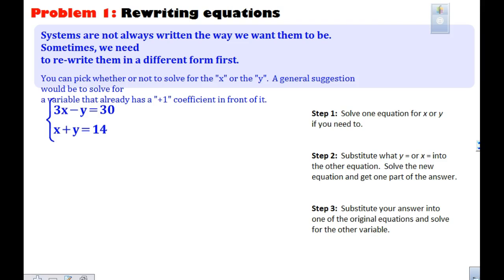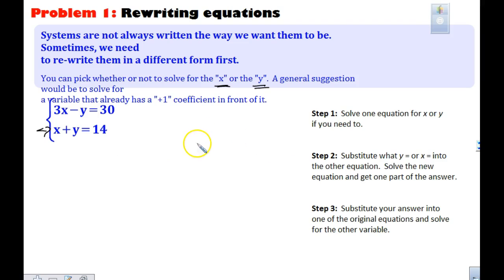As you look at the bottom of page 13, it says systems are not always written the way we want them to be written. Sometimes we have to rewrite them. So it says when you pick whether or not to solve for the x or the y, a general suggestion would be to solve for the variable that has a positive 1. When you look at these 2 equations, which variables have positive 1 in front of them? The second one. Which variable? The y. The y does, as does the x, right? So both x and y have a 1 in front of them.